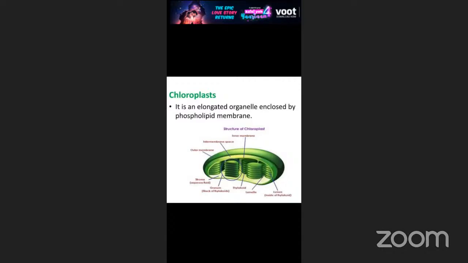And also colorless plastids help in storing the food material. These are the leucoplasts: they store starch in amyloplasts, lipids in elaioplasts, and proteins in proteinoplasts. So chromoplasts give the colors to the flowers and fruits also.